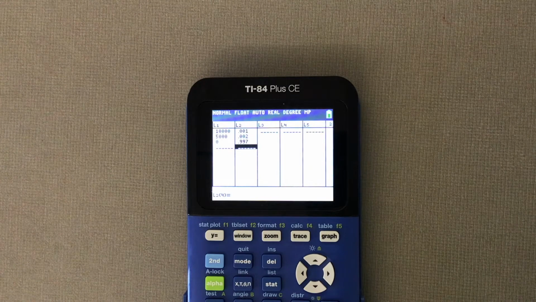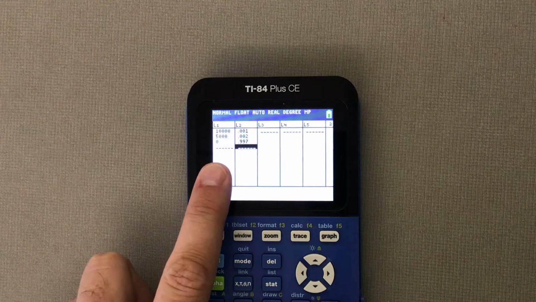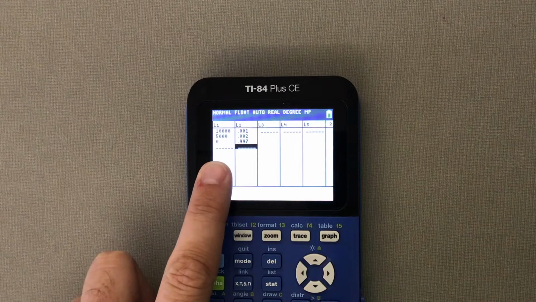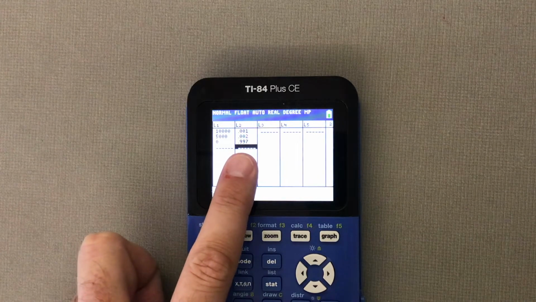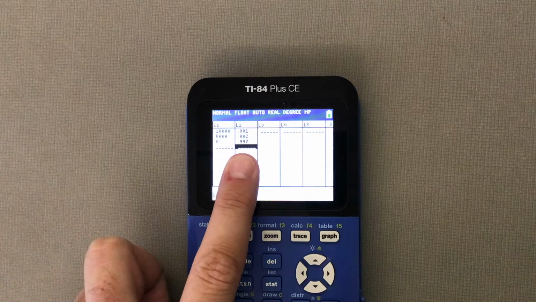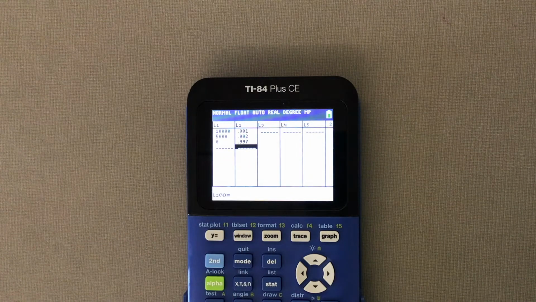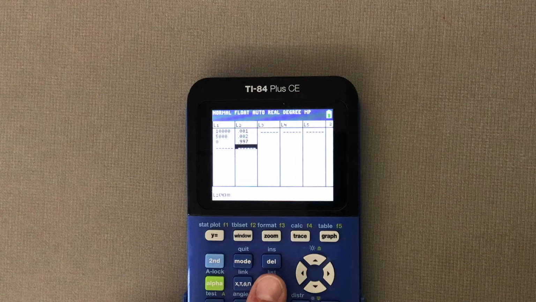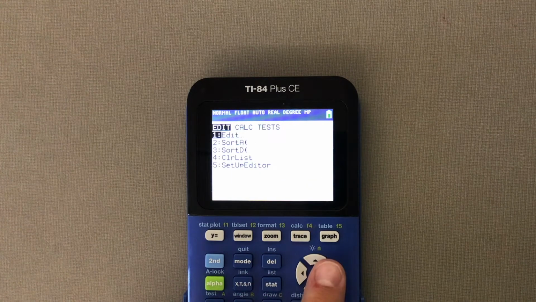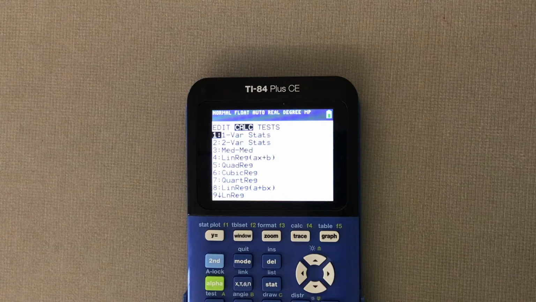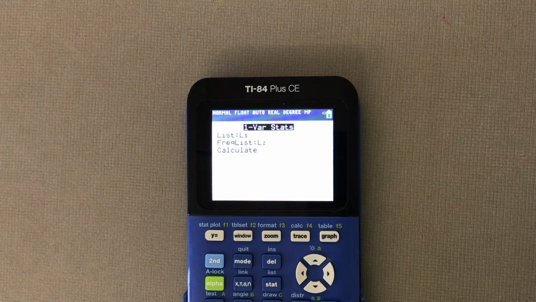All right, so now in our list 1 we have all of our outcome values, and here we have all our outcome probabilities, so they're lined up with each other. That's really important, so you don't want to mix it up. So now we're going to go to our one var stats. So hit stats, click over to calc, that first one right there, one var stats.